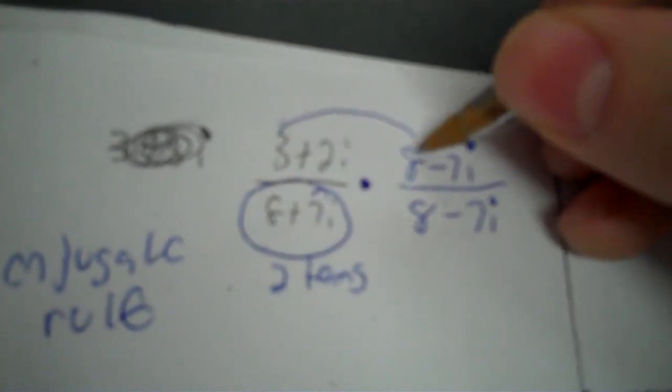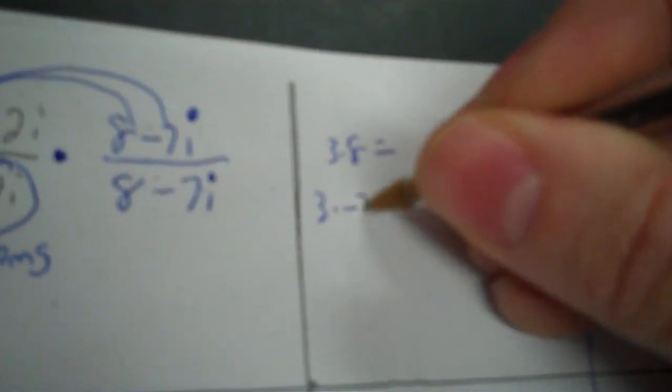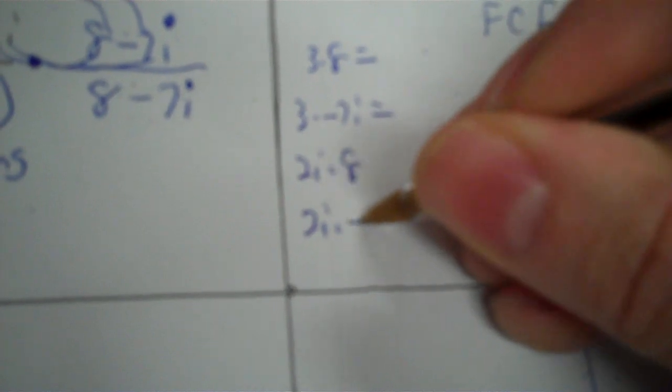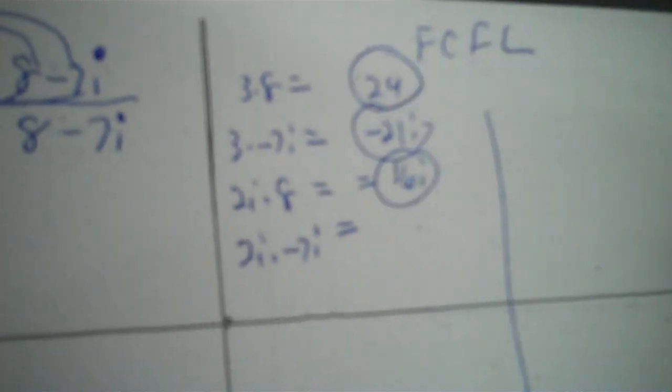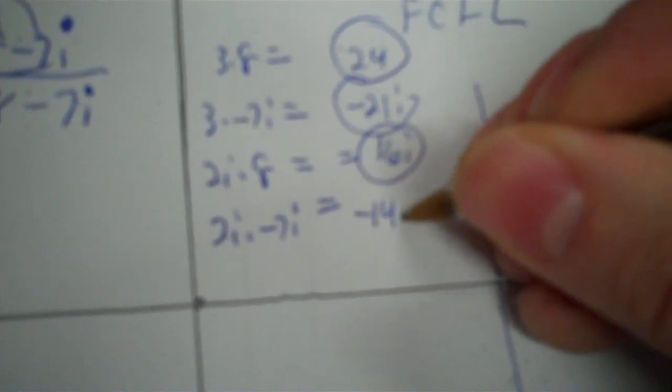So on top, you take 3 times 8, and then 3 times negative 7i. Then you take 2i times 8. And then 2i times negative 7i. So that's 24, negative 21i, positive 16i. Now 24 is simplified, so are the i's, but this one here is going to be negative 14i to the second. Well, don't leave that because i to the second has a tangible value of negative 1. So this equals negative 14 times negative 1, and that's 14.